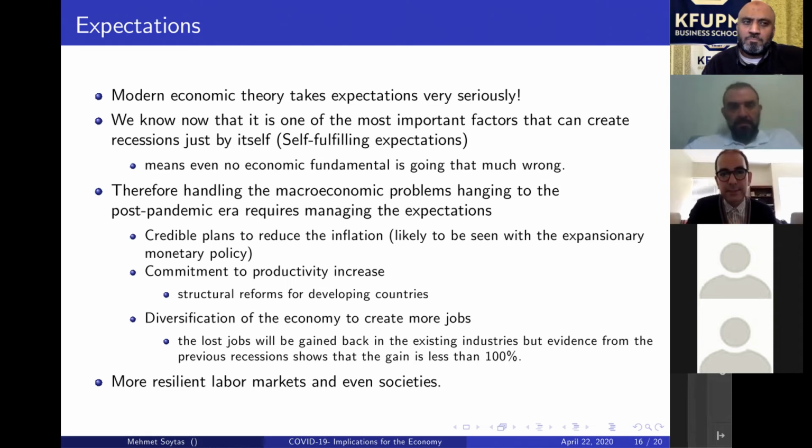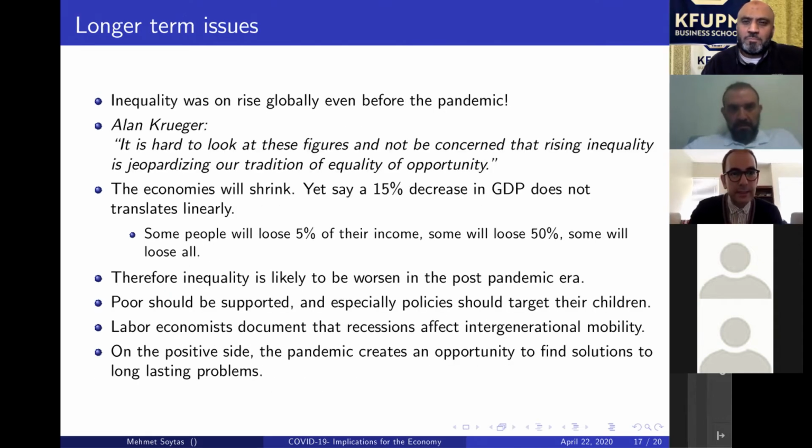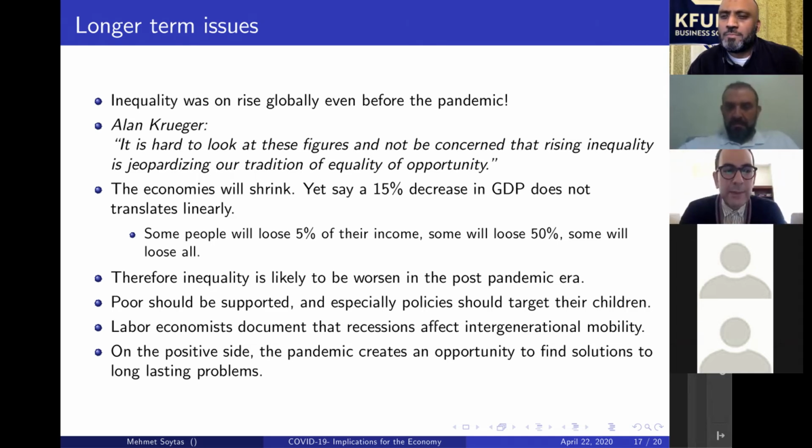Next slide, please. Okay, let me mention, I cannot help but put a slide about it, because inequality is at the very heart of my research. Some part of my research concentrates on that. So it's at the very heart of me to talk about inequality. And for longer term issues, I think one thing we have to take on the agenda after the pandemic is over is inequality. It was already on the rise globally before the pandemic.